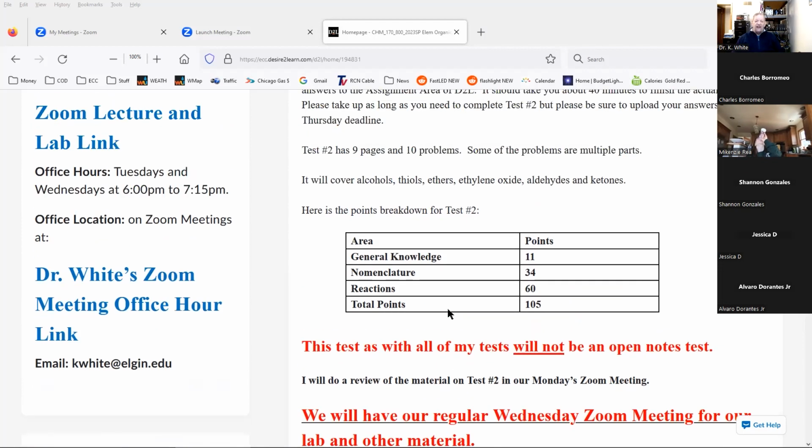Now, with all my tests and the final too, every question I have on that test, the concept behind that question, I've covered at least twice, usually a lot more times in our Zoom meeting. Don't forget, anything on the lab will never be on one of my tests or the final. I keep them separate.